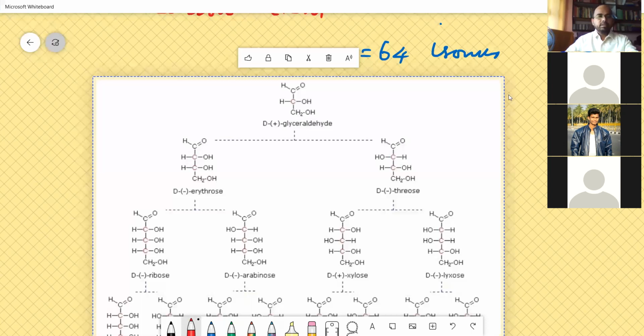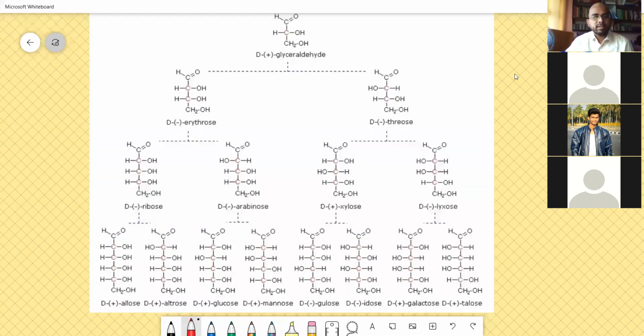Okay, so I'm just adding one CHOH here. I'm getting 1, 2, 3, and 4 carbon atoms. Here I have only 3 carbon atoms, here I have 4 carbon atoms. So one extra CHOH is added. This process we are going to see later in the next class. We call this the chain lengthening process.